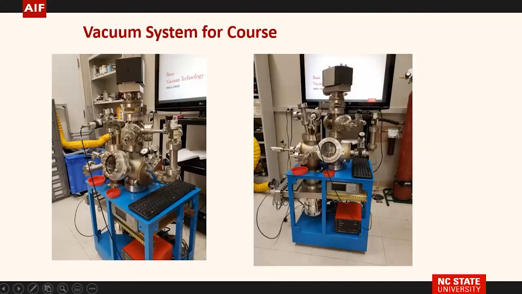And this is the vacuum system we'll use for the course. And you'll see this in video later. There's your turbo pump. There's a gate valve here. And there's no separate intro system on this. You have this chamber. There's an ion pump, cold cathode gauge, and controls for a turbo pump there.